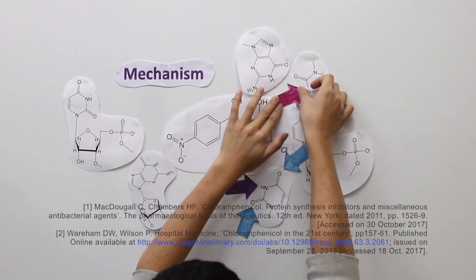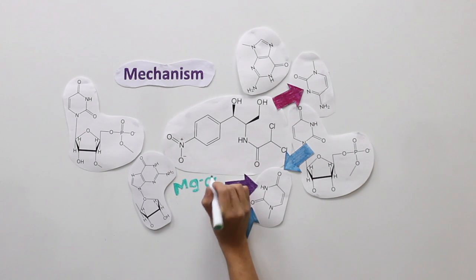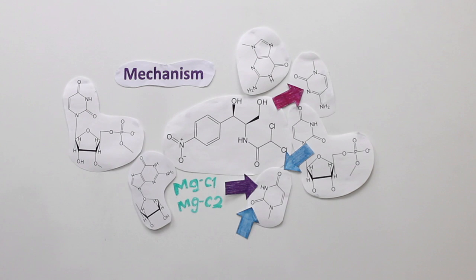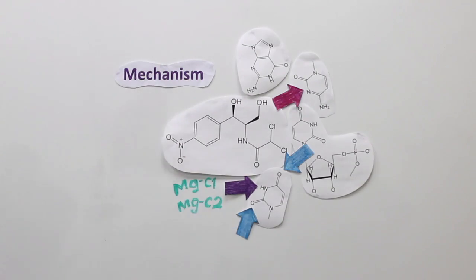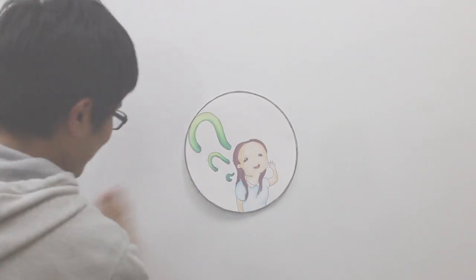Secondly, the phenol group forms pi-pi stacking interactions with the cytosine ring at the cavity here. In addition to these, putative cations MgC1 and MgC2, a mediator, further stabilize the bonding between chloramphenicol and the peptidyl transferase cavity by facilitating the bonding of the 3' hydroxyl group and the para-nitro group to the peptidyl transferase cavity. Certain aspects of chloramphenicol are still unclear. This is why research on chloramphenicol has never stopped.